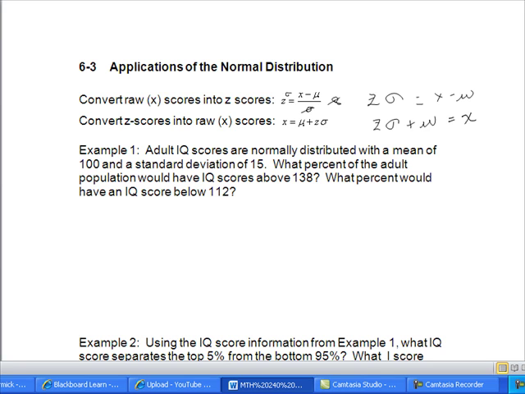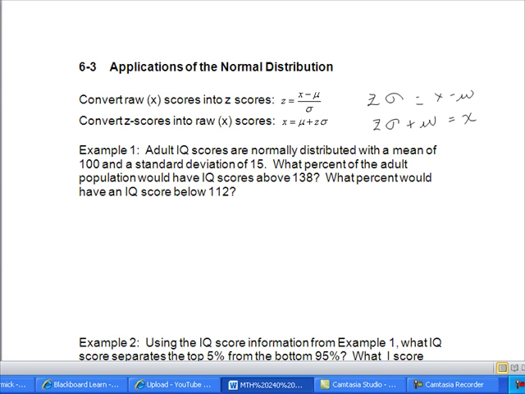Let me erase my scribbles here so that you have the actual formula there. So those are the two formulas that we'll be using in this section. And so what I've done is I've taken a couple of examples just to give you an idea of the type of problem that we'll be dealing with.